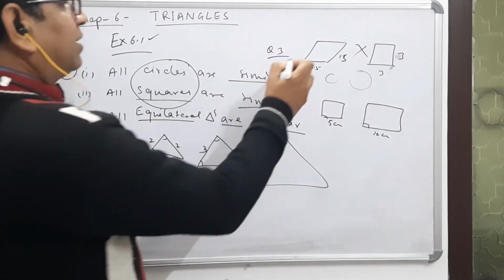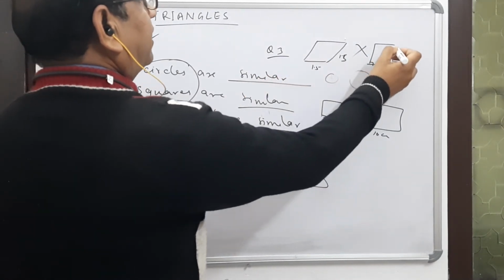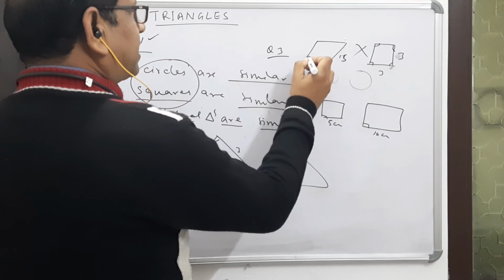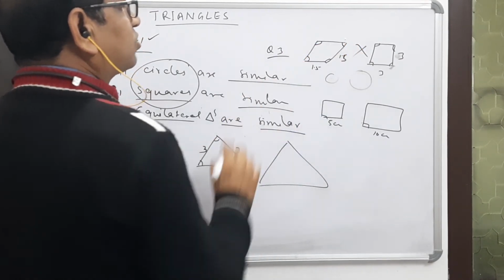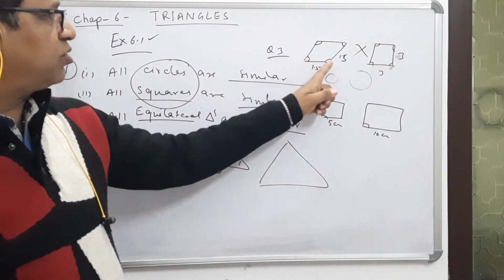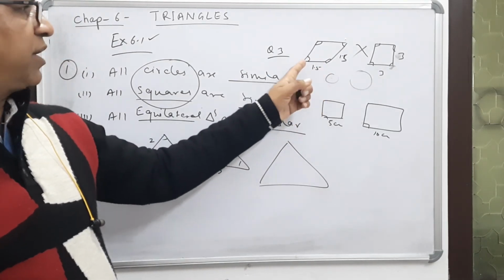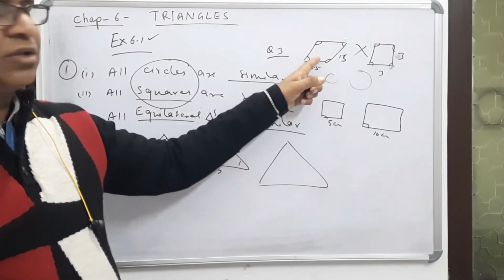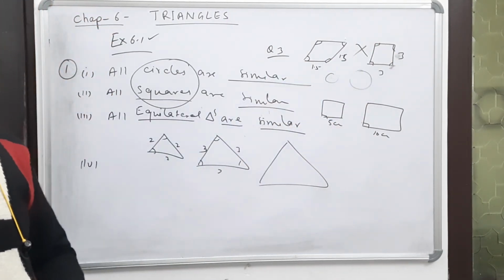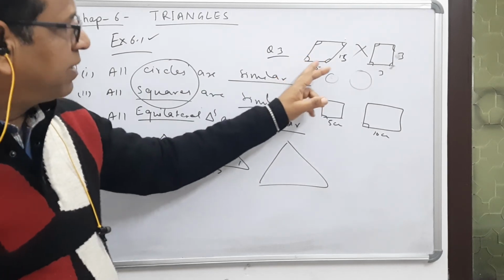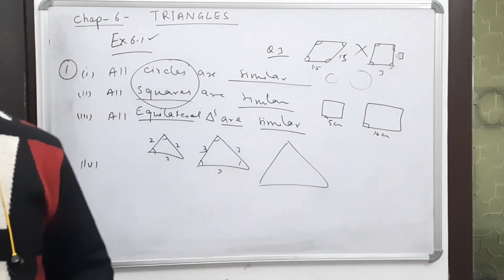The angles of the square are 90 degree, 90 degree, 90 degree, 90 degree, but in the rhombus this angle is smaller and this angle is bigger. These two are equal and these two are equal. So these two angles are not equal. It is looking smaller and it is looking bigger. But here these two angles are equal and all the four angles are equal to each other, 90 degree. So the rhombus and the square are not similar.